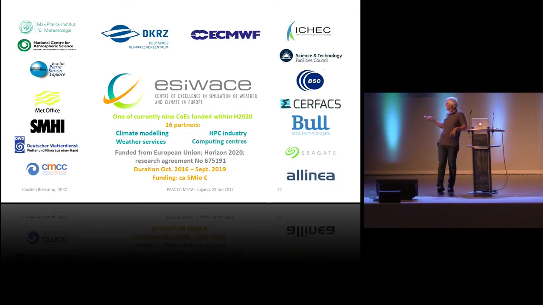We do have 16 partners: the three centers with the big machines I just showed, several other leading climate research institutions, national weather services, and also three European vendors: Bull, High Performance Computing, Seagate, Storage, and Allinea, Software Tools. Allinea, I think it's probably the wrong logo. They have been purchased by Arm currently.